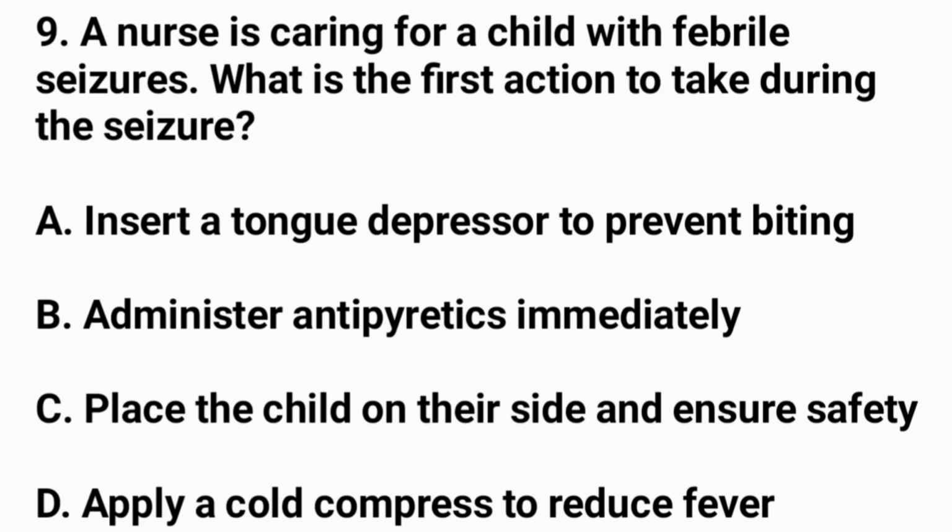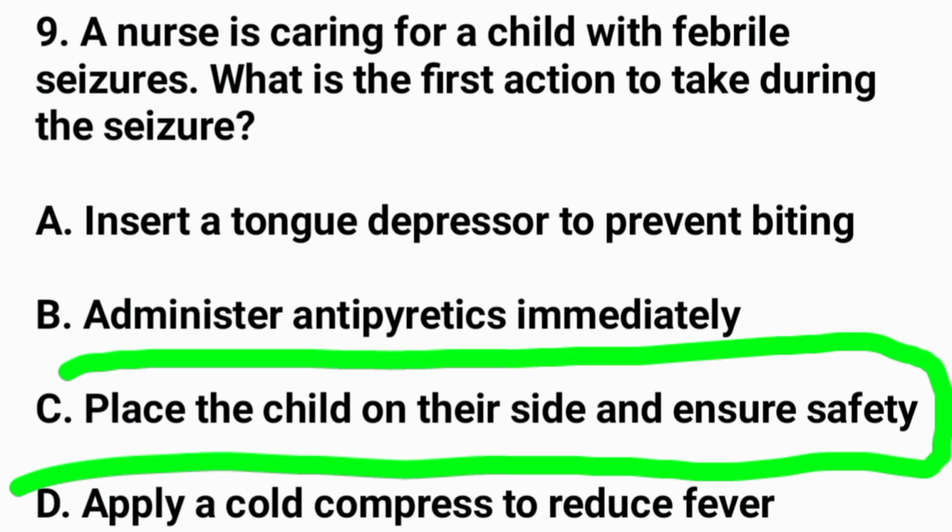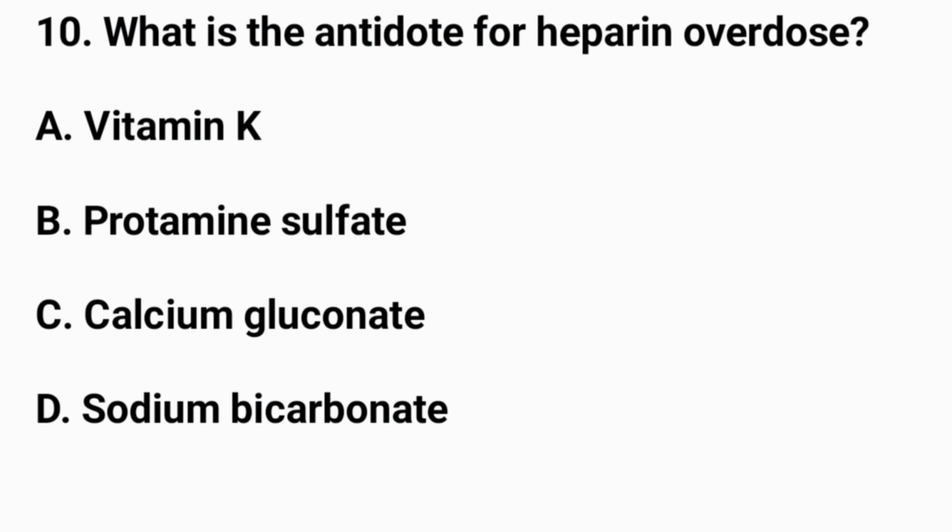Question number 9. A nurse is caring for a child with febrile seizures. What is the first action to take during the seizure? The right answer C. Place the child on their side and ensure safety. Question number 10. What is the antidote for heparin overdose? The right answer is option B. Protamine sulfate.